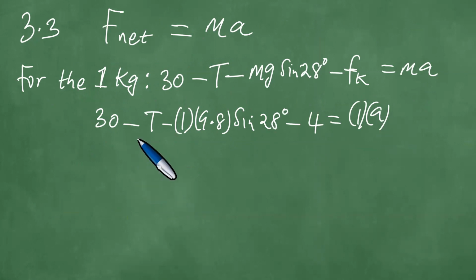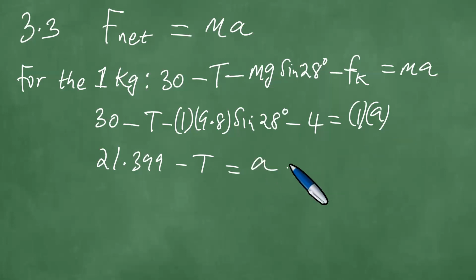If we look at this, we have 30 minus these minus 4, which on a calculator is 21.399, minus the tension in the string, and this is equal to 1 times the acceleration. We call this equation 1.